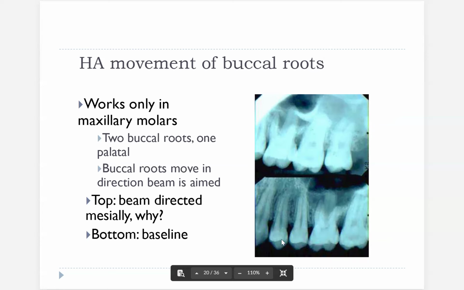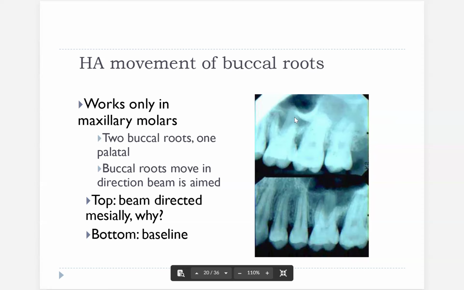from this film, which we could call our baseline, where the cusps are all kind of straight up and down and the palatal root's kind of straight up and down, the palatal root then moved posterior and the buccal cusps moved anterior. So we know that from this shot to this shot, the beam was moved more mesial or more anterior. And our biggest clue is that this palatal root moved posterior.